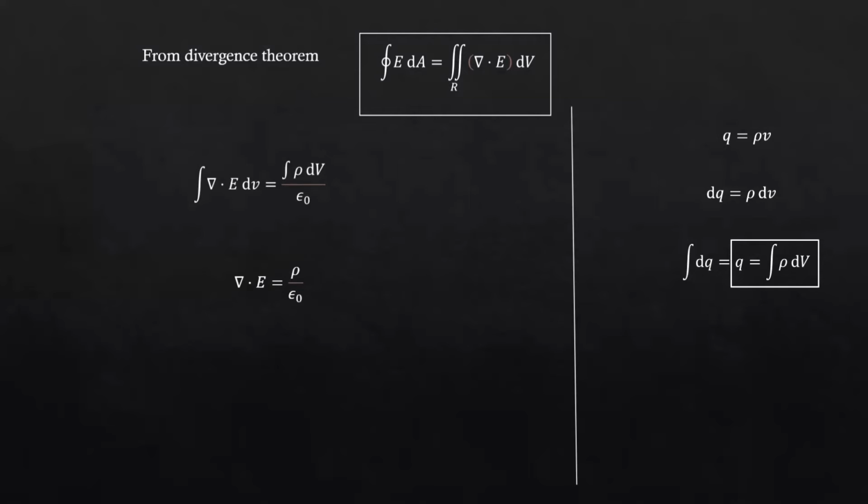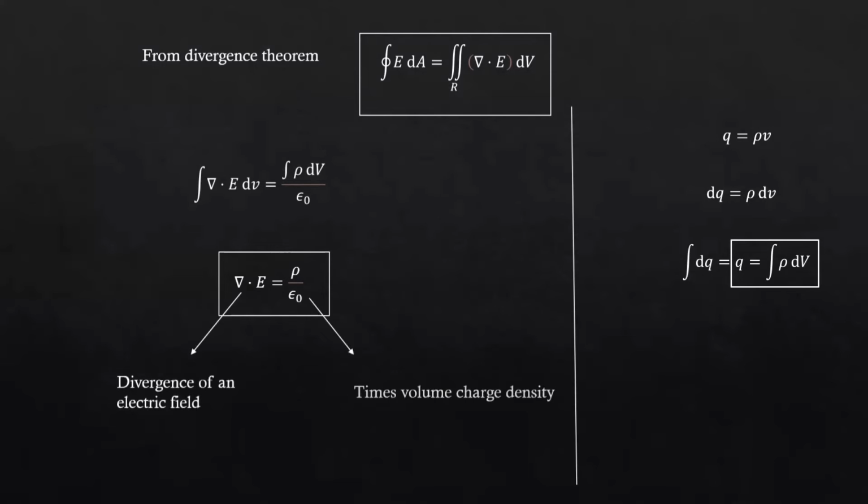In this equation, del dot E is the divergence of an electric field, which equals 1 by epsilon naught times the volume charge density, which is rho. It is Maxwell's first equation.